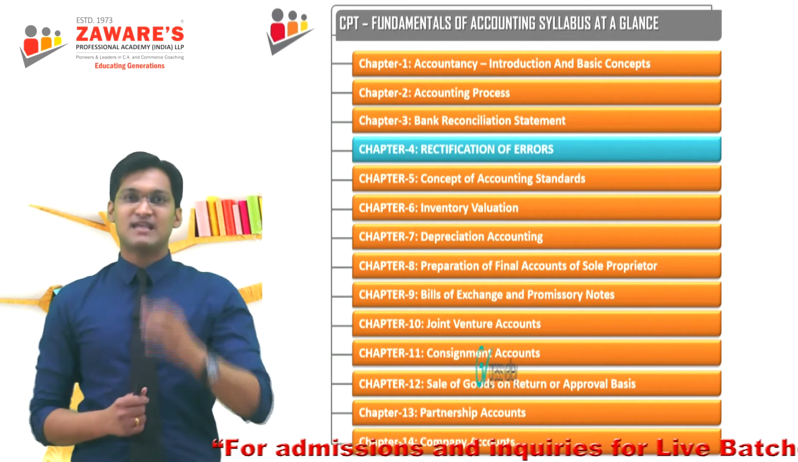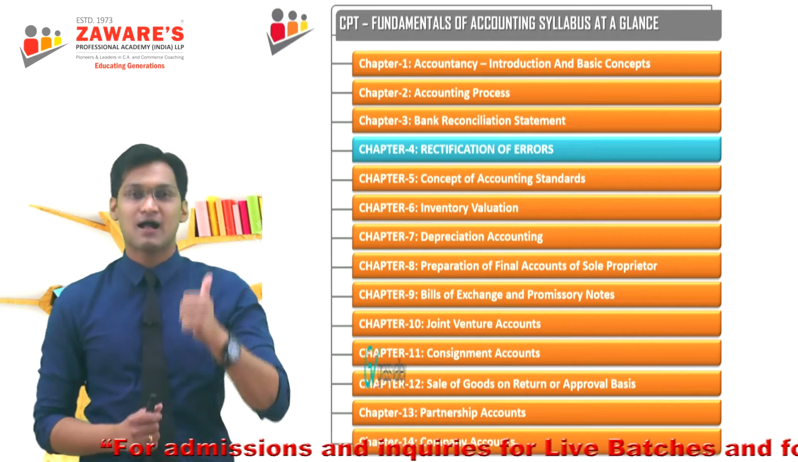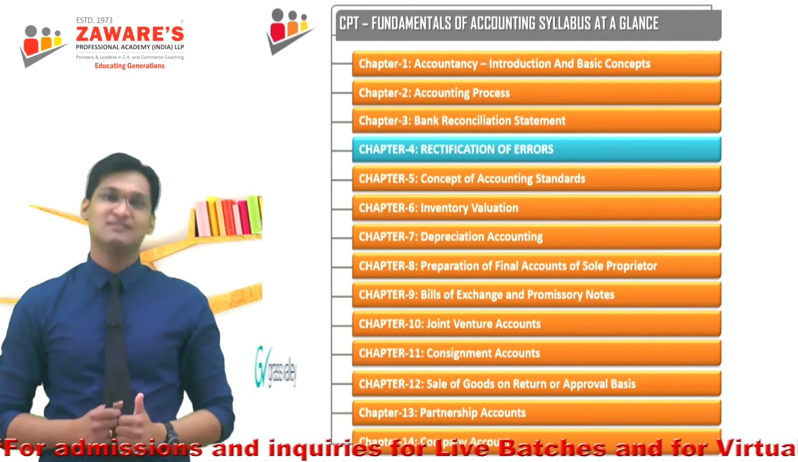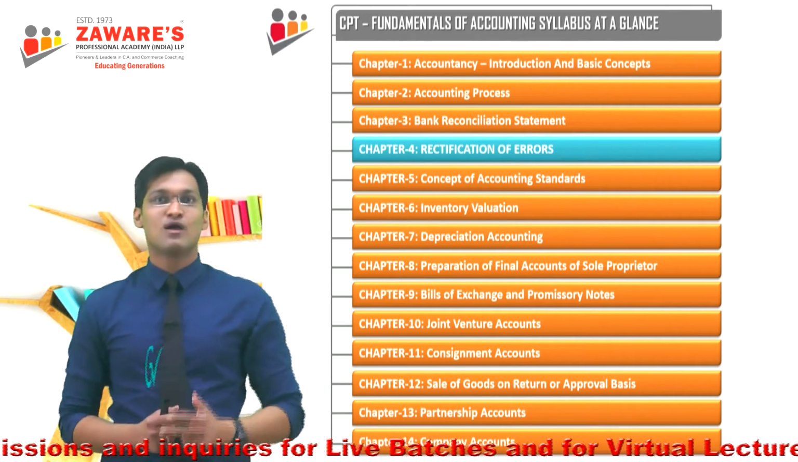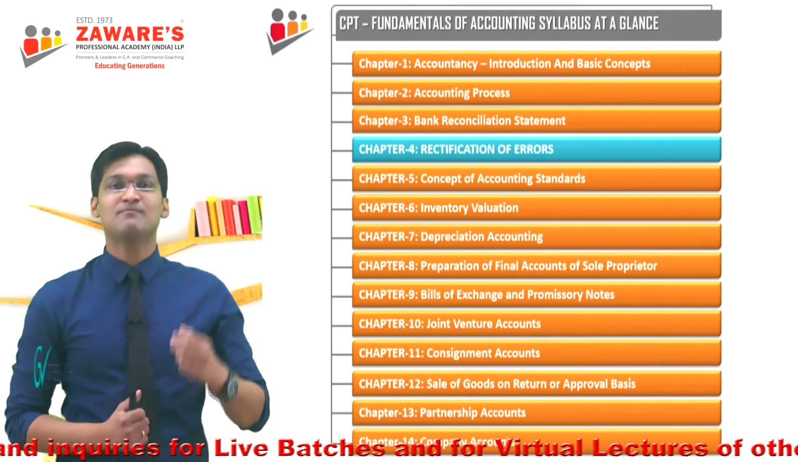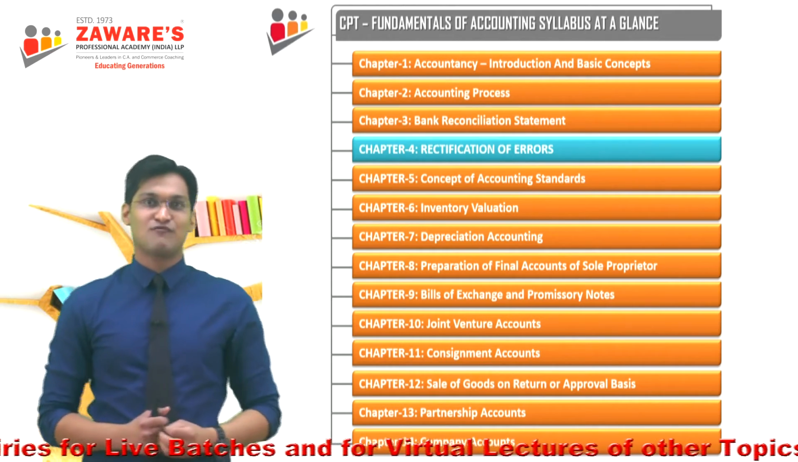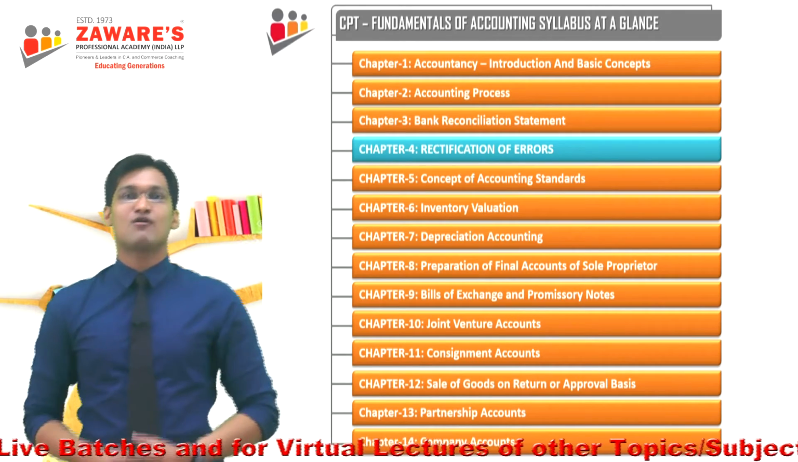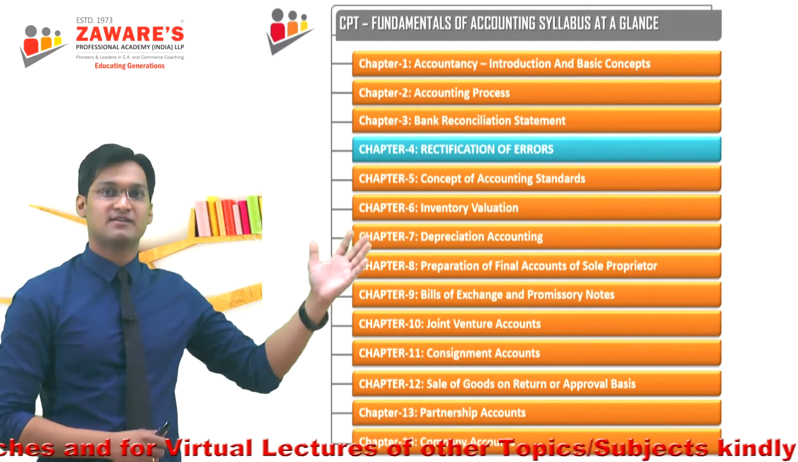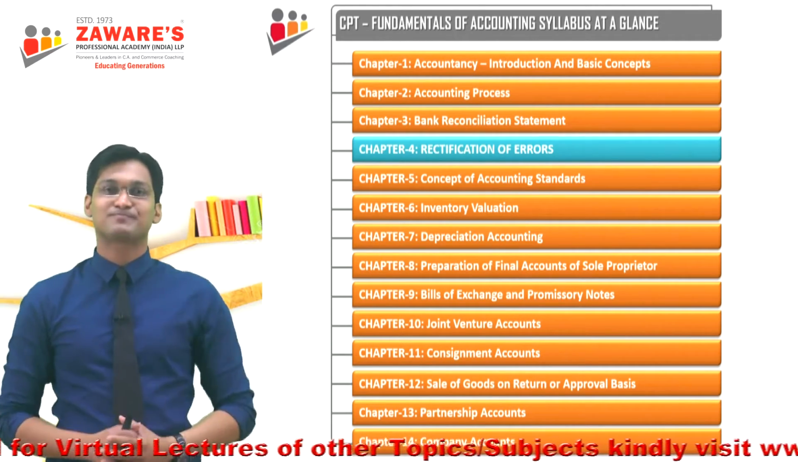We have already dealt with chapter number 1, Accountancy, Introduction and Basic Concepts, chapter number 2, Accounting Process, chapter number 3, Rectification of Errors, and now we are here on to chapter number 4, Rectification of Errors.